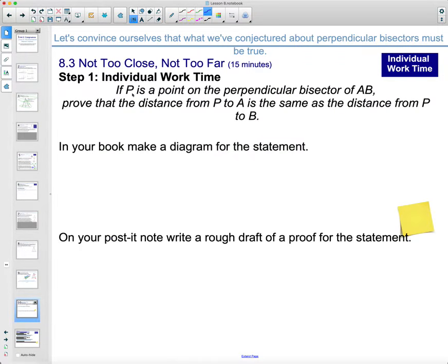So go ahead and look in your book, and if point P is on the perpendicular bisector of AB, prove that the distance from P to A is the same distance. So in your book, just make a diagram for the statement.